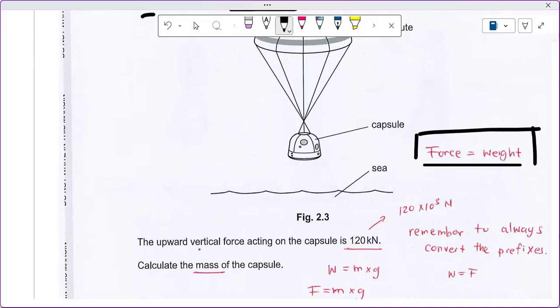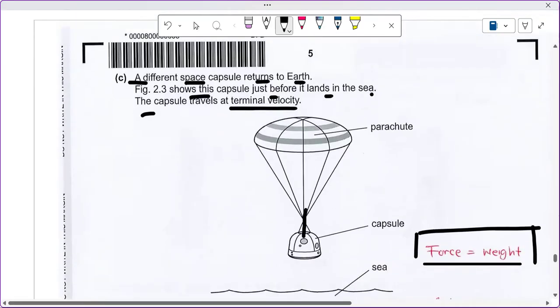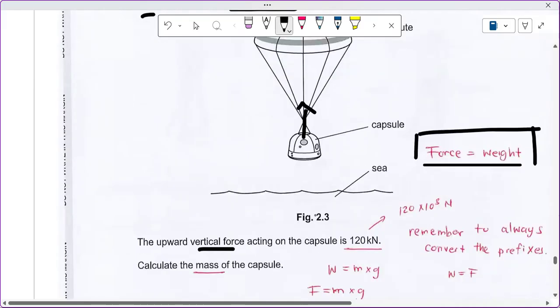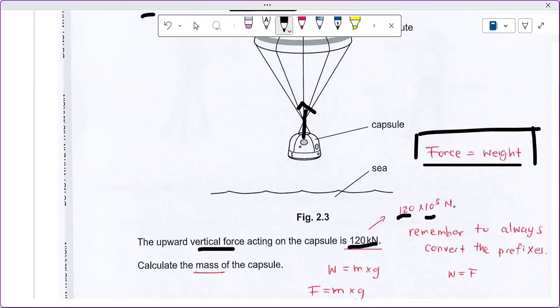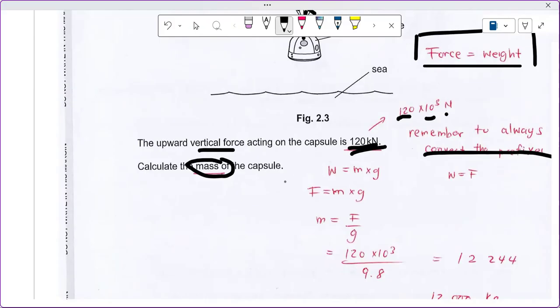Here I'm told the upward vertical force acting on the capsule, which means here is this capsule, there's an upward force acting there, is 120 kilonewtons. The word kilo means 1,000, so we must just multiply that. Remove the prefix, that will be 120 times 10 to the power of 3 newtons. Remember to always convert your prefixes, very important. Calculate the mass of the capsule. The mass of this capsule, how are we going to calculate it if all we have is the force? Then we know, I said weight and force are the same, which is why force is also going to be equal to mass times gravity.